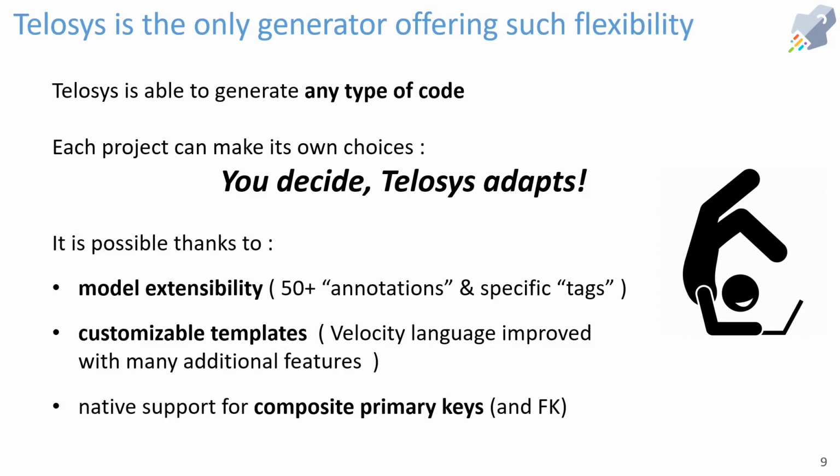Each project having its own needs regarding the design of the entities, Telosys provides extension capabilities at model level. It provides more than 50 standard annotations for all standard needs, but it also allows to enrich the design of the entities with a system of specific tags. The templates are also fully customizable. They are based on the Velocity templating engine, so it's quite easy to adapt the template files.